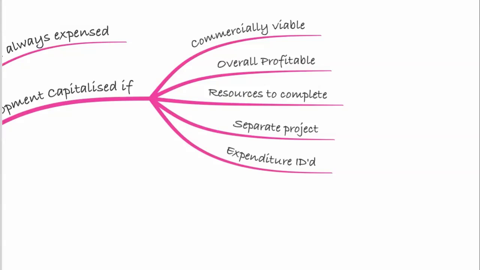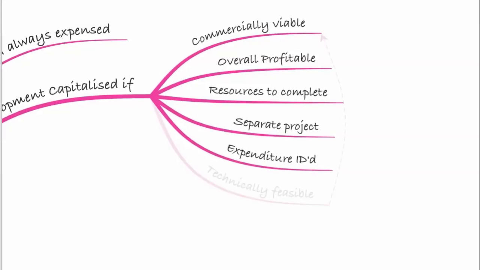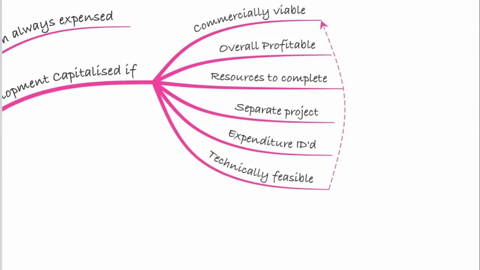It may be an issue just in separating out, if you've got several projects or products, which expenditure relates to which. But that shouldn't be a problem. So overall, it needs to be technically feasible to complete and create the product. So really those are all examples of ways to meet the recognition criteria of identifiable, controllable, future economic benefit and a reliable measure, just related to development expenditure.